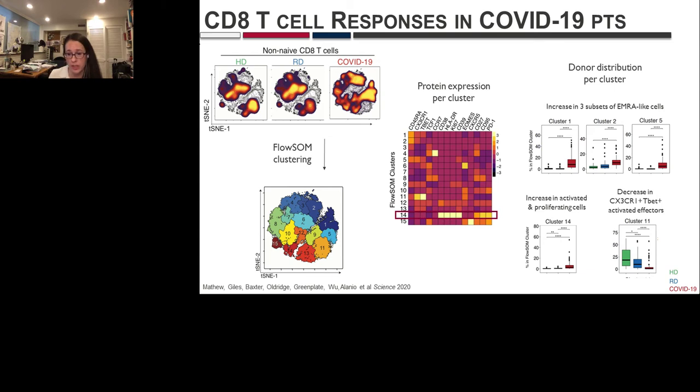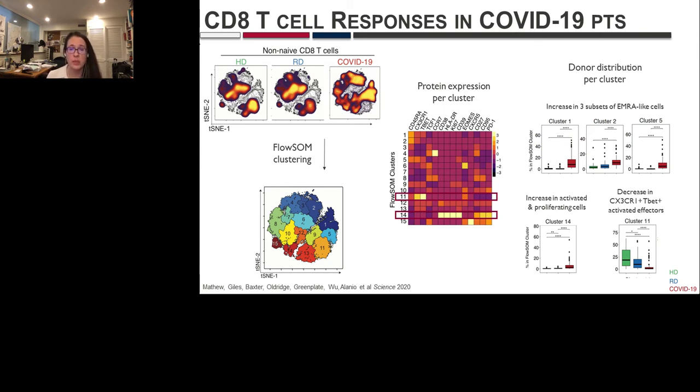Probably the most notable cluster here on the heat map is cluster 14. This cluster contained the highly activated and proliferating cells. This was nice because it basically confirmed what we saw with our manual gating. These are the cells that expressed HLA-DR and CD38. But we also saw from this unbiased analysis that they expressed the inhibitory receptor PD-1 and FAS, or CD95. So using this unbiased method, we were able to go beyond what we had already found with our manual gating strategy.